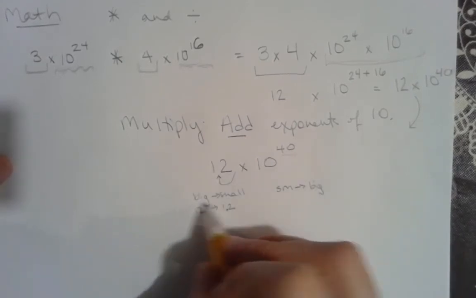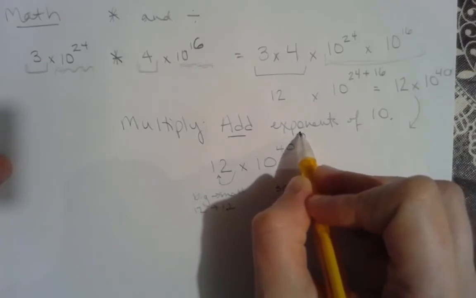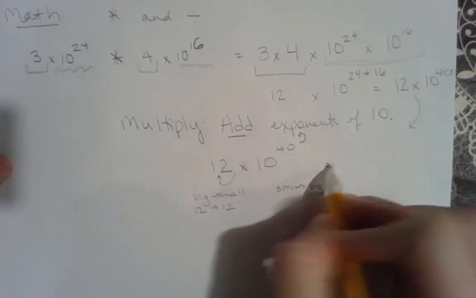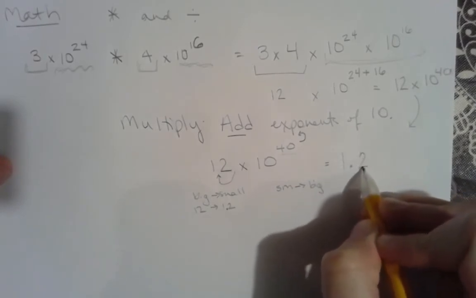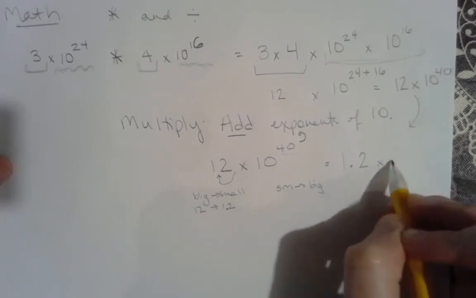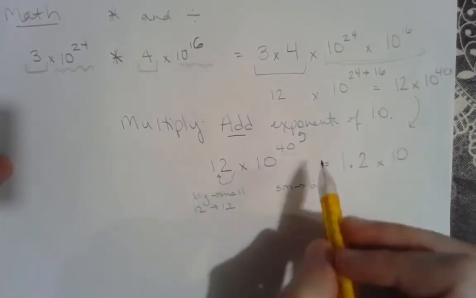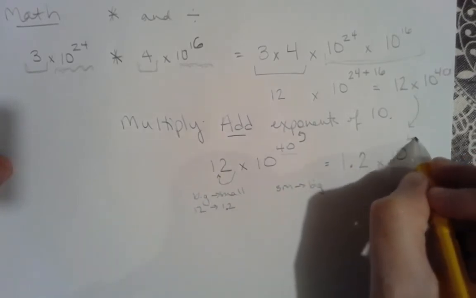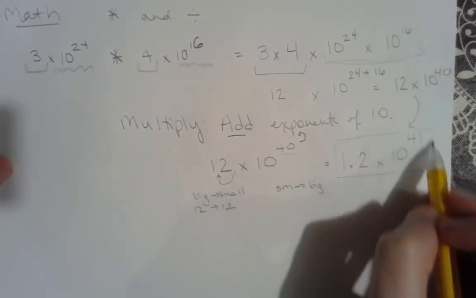Okay, so you want small to big. So we're starting at times 10 to the 40. Final answer: 1.2, there are your decimals after your first significant number, times 10 to the, we moved it one time, so we're going to increase your exponent one time. That would be your final answer.